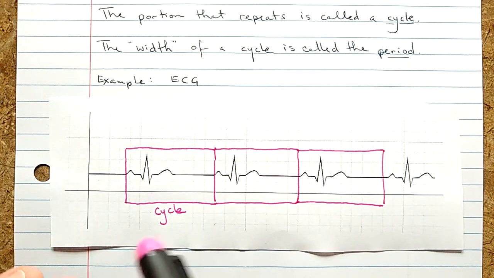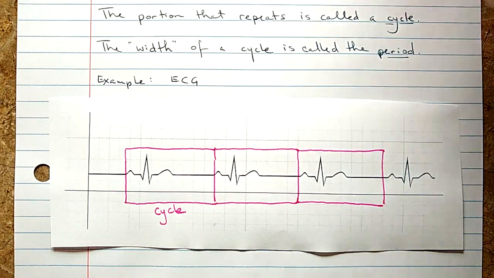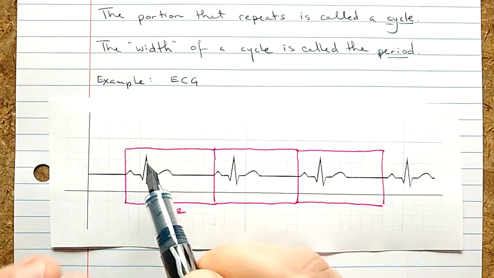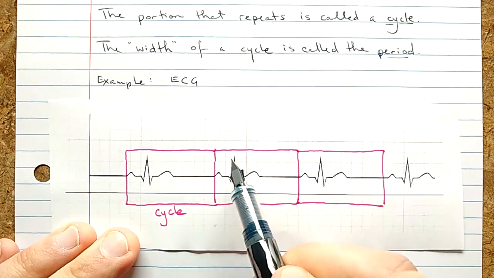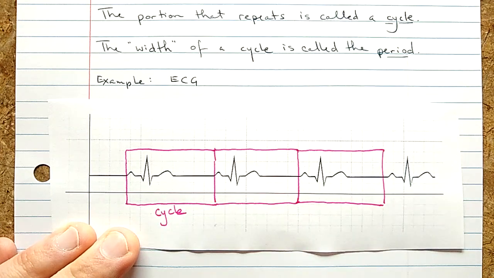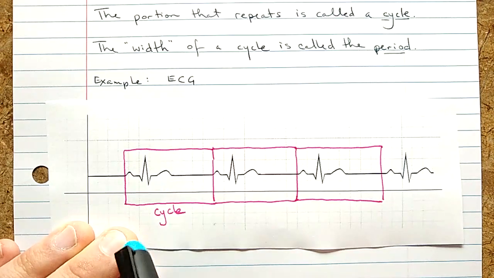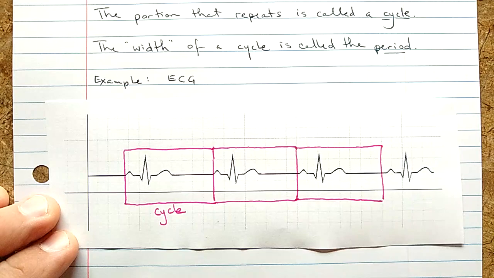Now, I didn't have to start right there. I could have started somewhere different. For example, we could have drawn from this peak right here to this other peak and called that a cycle. That's a very common way to do it, to look for those highest or lowest points. And we're going to see that again in a minute.